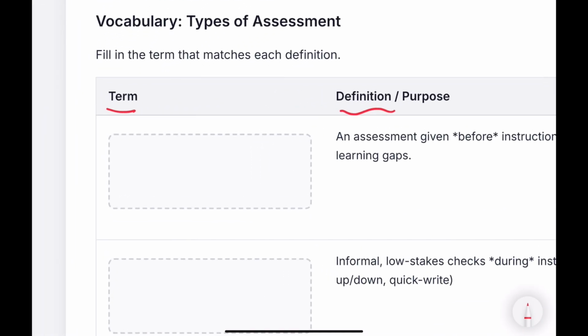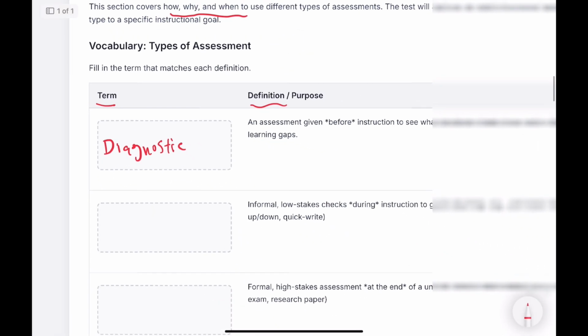Okay, so an assessment given before instruction. That would be what's called a diagnostic assessment. So I'm just going to write diagnostic. And remember that this is assessment. Now, each of these are assessments, so I'm not going to write the word assessment.